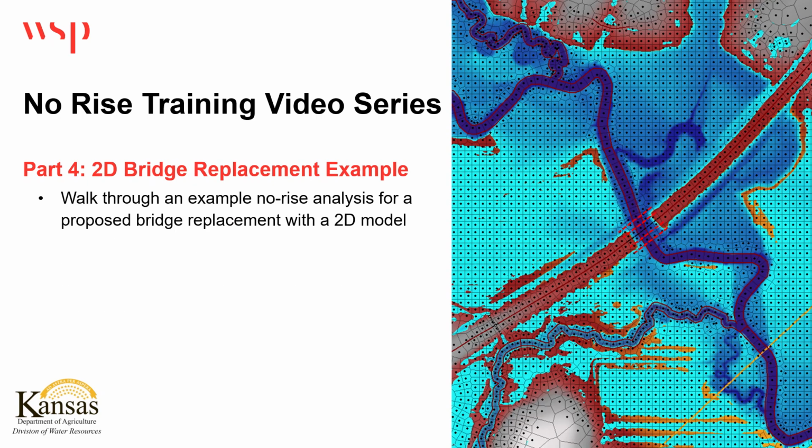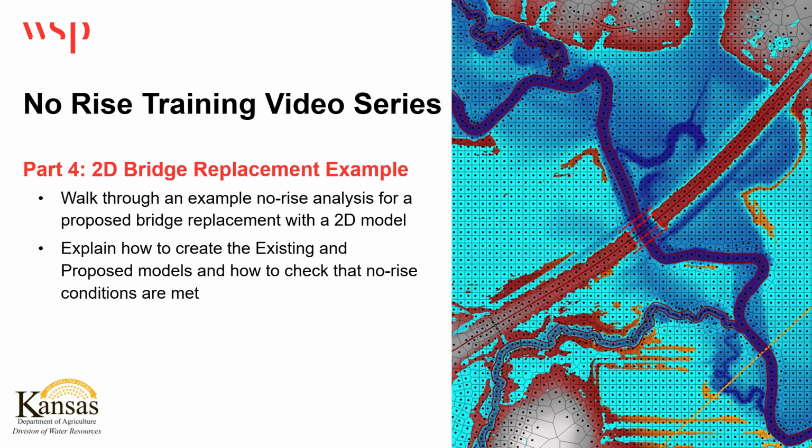In part 4, we will walk through an example no-rise analysis for a proposed bridge replacement in a 2D model. And we'll explain how to create the existing and proposed models and how to check that no-rise conditions are met.